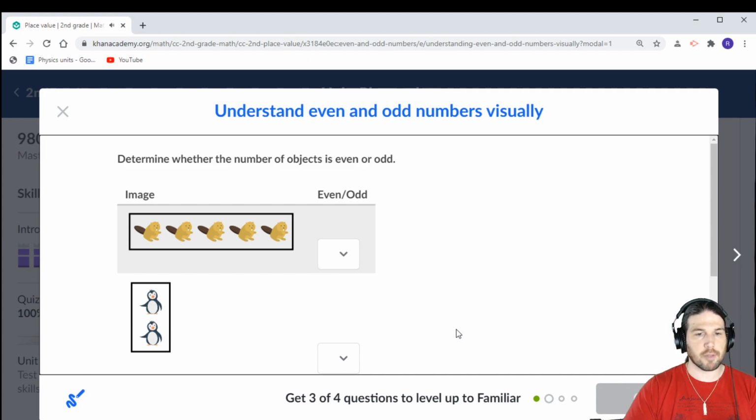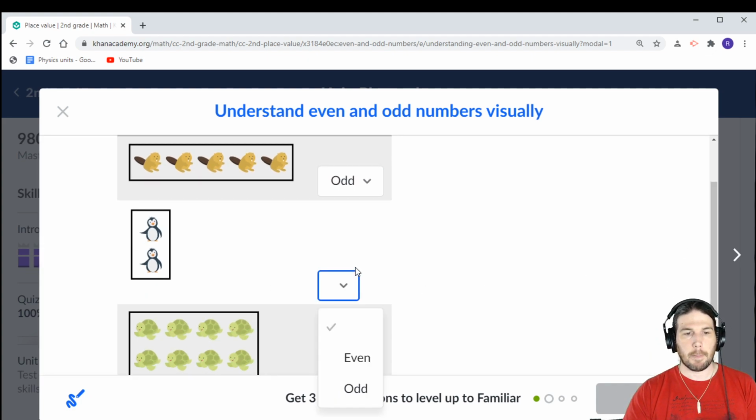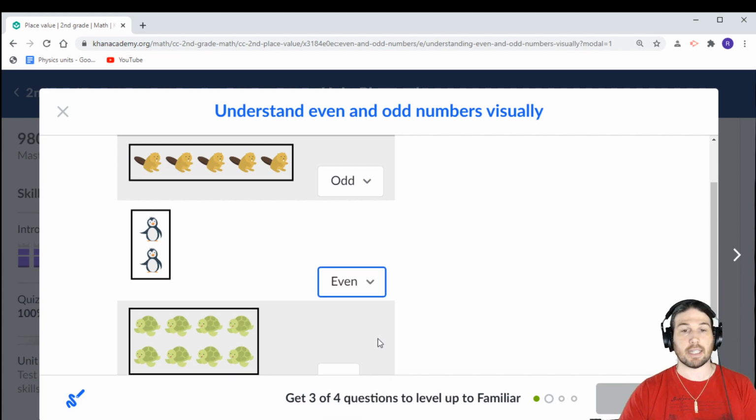Determine whether the number of objects is even or odd. Well, with the beavers here, I see that one beaver is going to be alone when we get into pairs, so that's odd. With the penguins, there are two of them, so every penguin has a pair, so that is an even number.